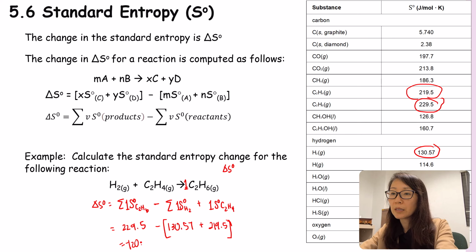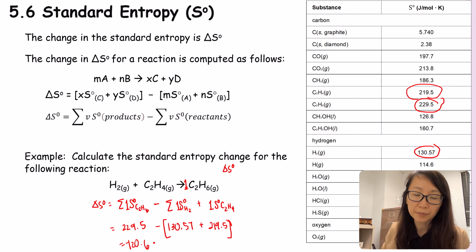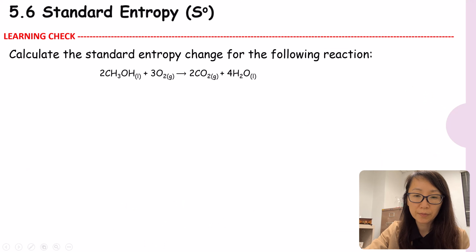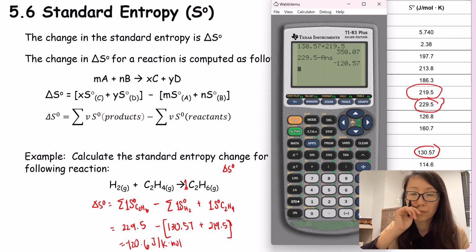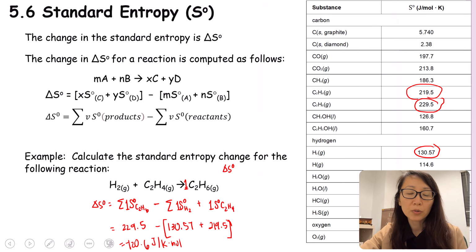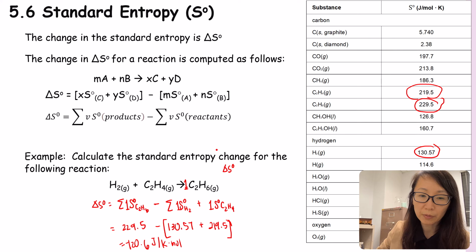Negative 120. I believe I said 6, right? 6 joules per Kelvin mole. Let me double check that. Okay, so there we go. So negative 120.6 joules per Kelvin per mole, and it is negative, so this is a spontaneous process too. Let me add that in, that this is a spontaneous process.